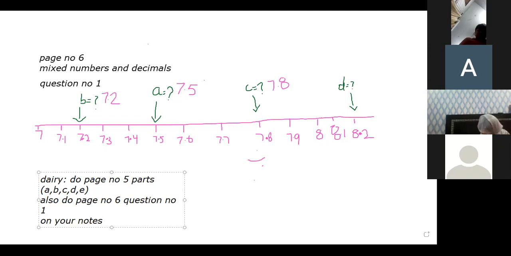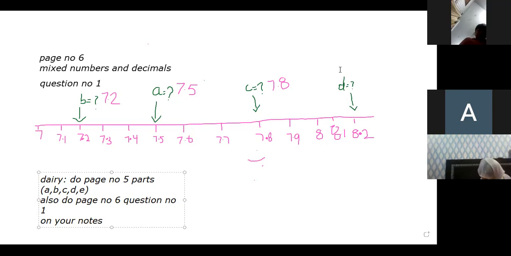So class, now tell me, is there any difficulty in this lesson? Smaha, tell me, did you get all the points? Which page did you teach first? Page number 5. Change the fraction to tenths and write them as decimal fractions.